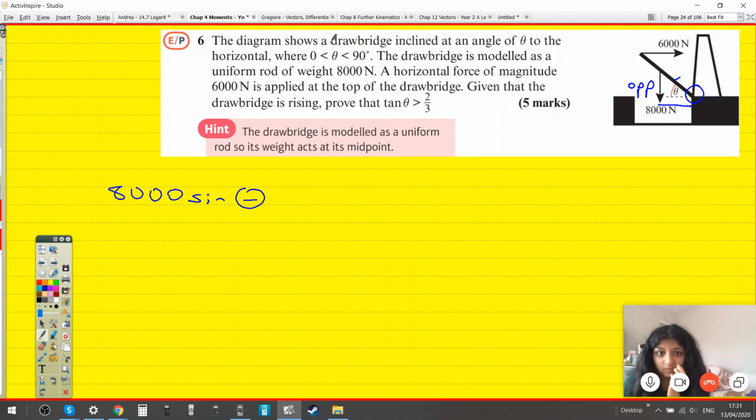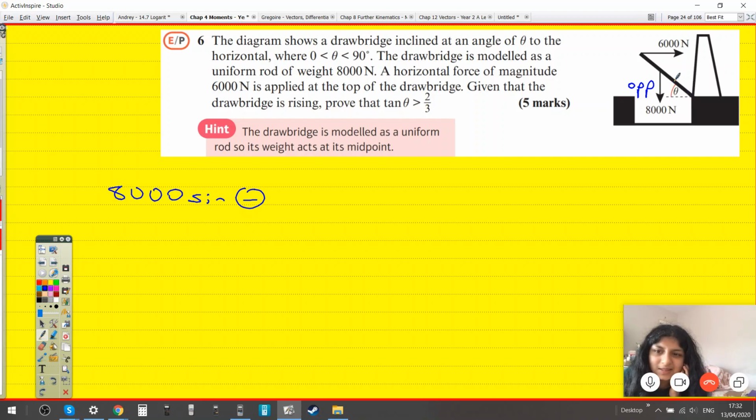It's a uniform rod, so we say all its weight is in the middle, the center. But 8,000 is the weight, not 6,000. Oh, wait, no, it's in the middle. Never mind. So what's the distance for the 6,000 one? It'll be double this distance, won't it? For the first one, if the distance is 8,000 sine theta, wouldn't you need to times it by 8,000 again? Because that's the distance, and then you have to multiply by the force.